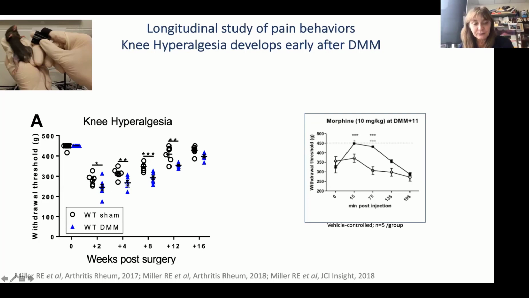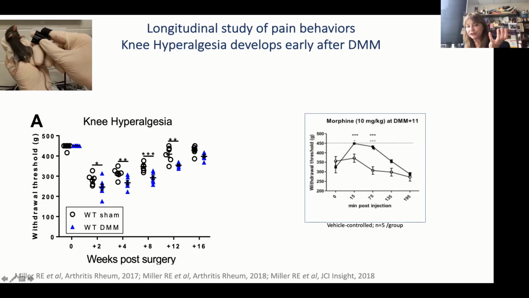And you can see that in the mice with osteoarthritis compared to the sham operation, where we open the entire knee, we just do not cut the little ligament, so there's no destabilization, there is always less knee hyperalgesia. So the deeper you go, the more pain there is. So the knee hyperalgesia is a real form of mechanical hyperalgesia.